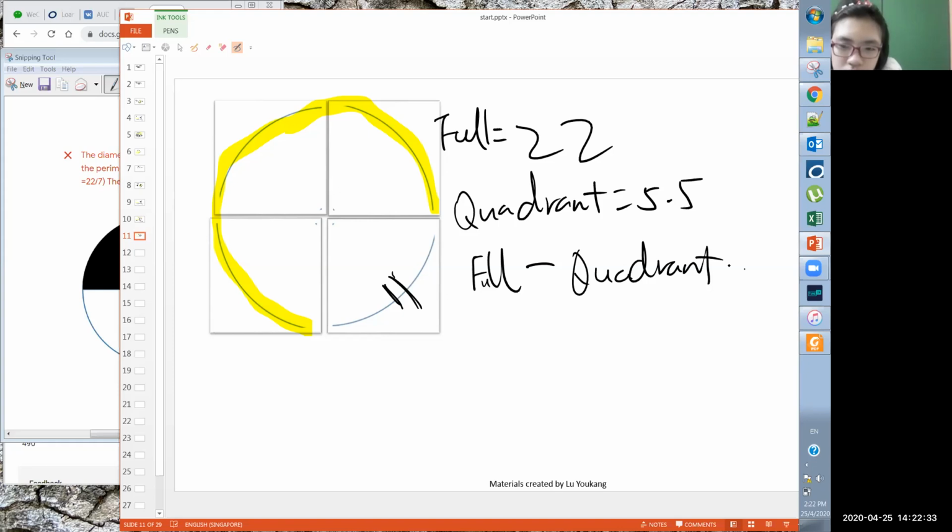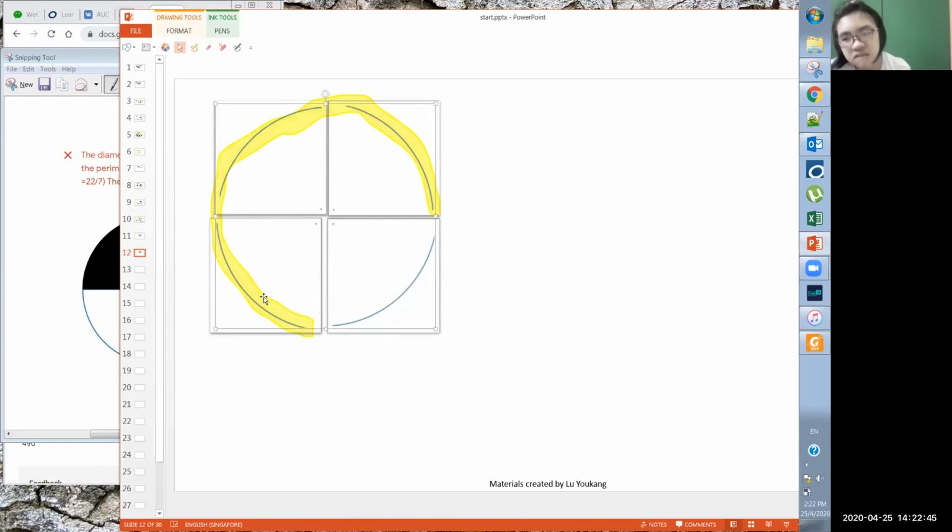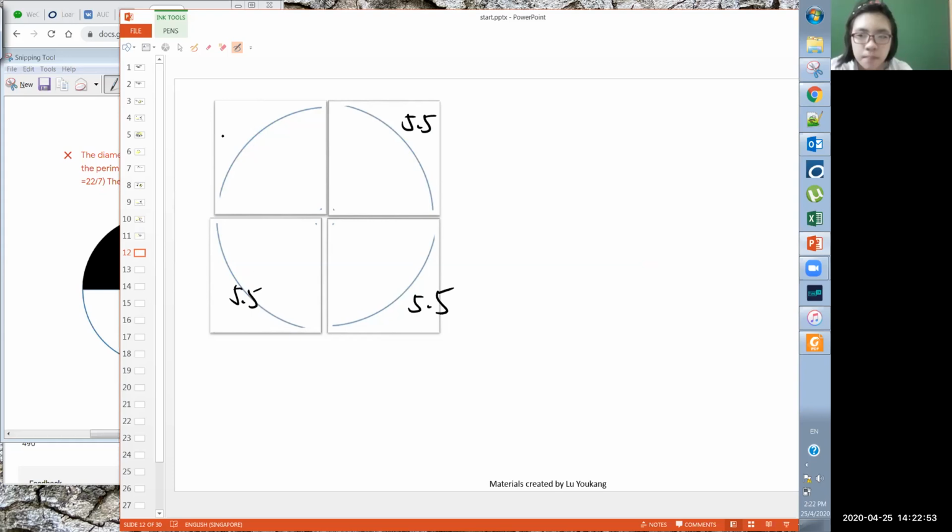Okay, good. So basically, this circle question is all about what? You need to find out the quadrant. The quadrant is 5.5. So that means everything here is 5.5, 5.5. They are all 5.5. So now, you want to find what? You want to find half circle.